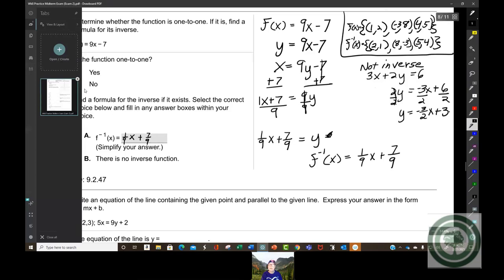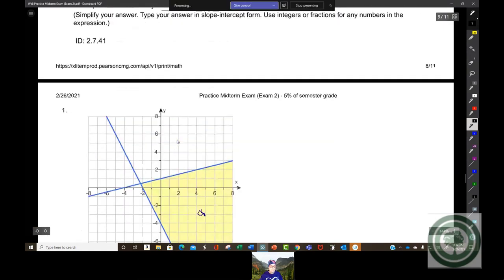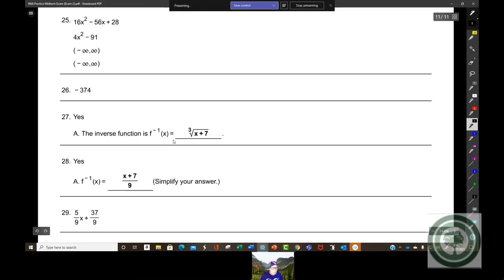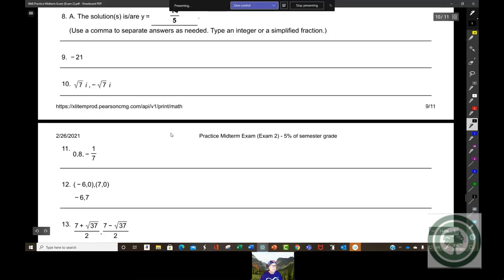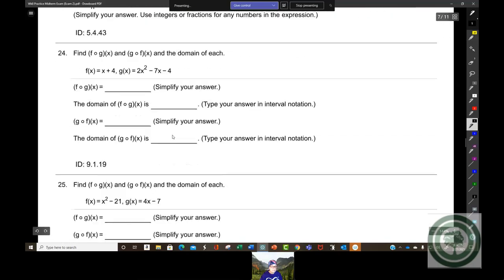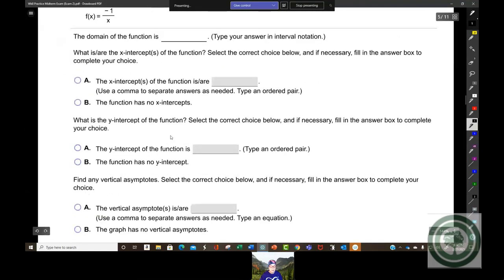There was a problem on the practice test where we had a parabola and it asked us to find the x-intercepts, and I think it was solving inequalities, and then it asked, what are the zeros? Okay, great, let me find it. So we'll go through here, and we'll find it.